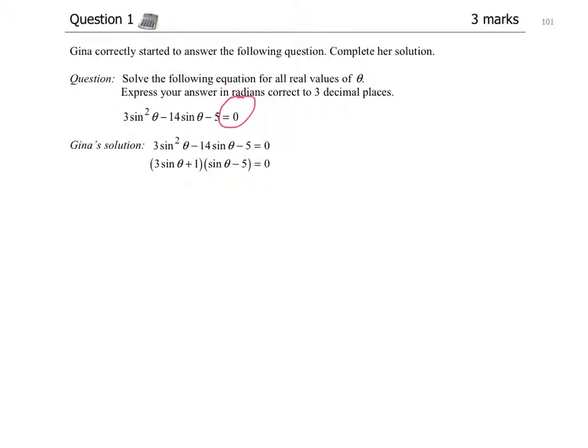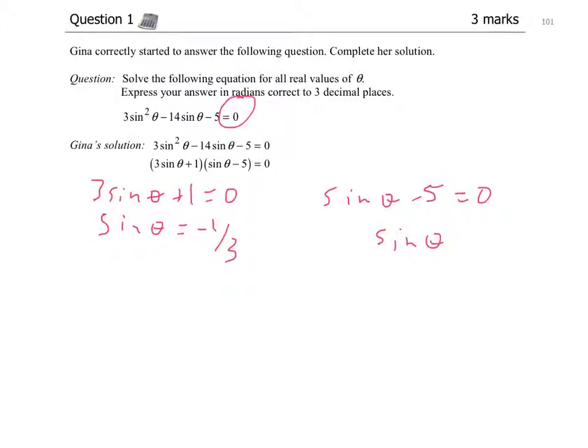So if we solve 3 sine theta plus 1 equal to 0, sine theta is going to equal minus 1/3. We brought the 1 over, subtracted 1 from both sides, then we divided by 3. I'll do the other part too. Sine theta minus 5 equals 0. Sine theta equals 5.